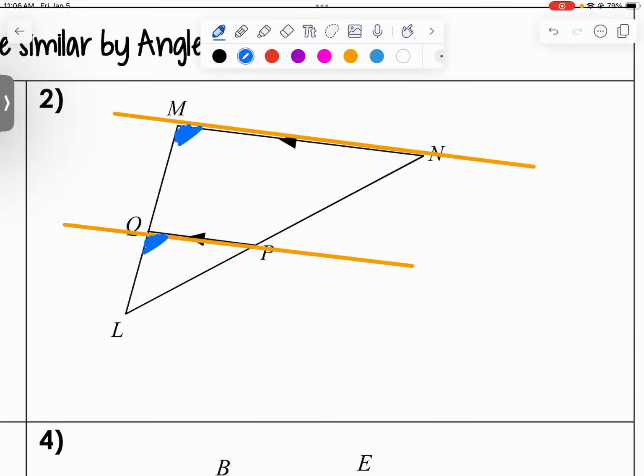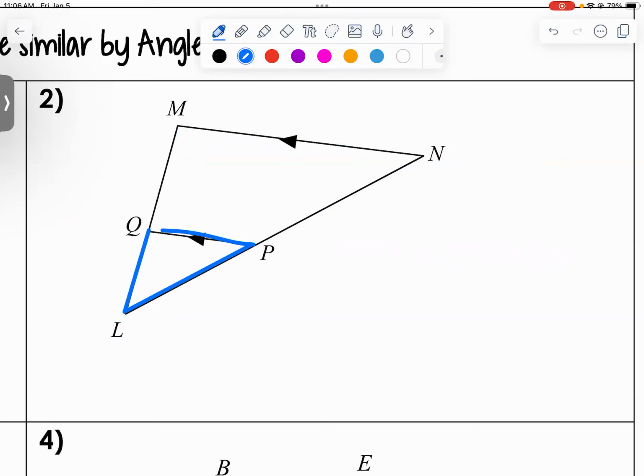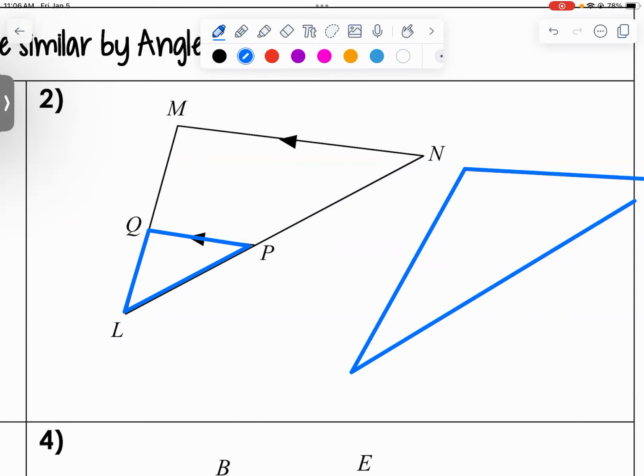Okay, hold on. Can you also say P and N? I didn't say that. It's not a triangle. The top shape there is not a triangle, so you can't. M and L is like the big triangle. Do you see it? So it's like a triangle inside of a triangle.